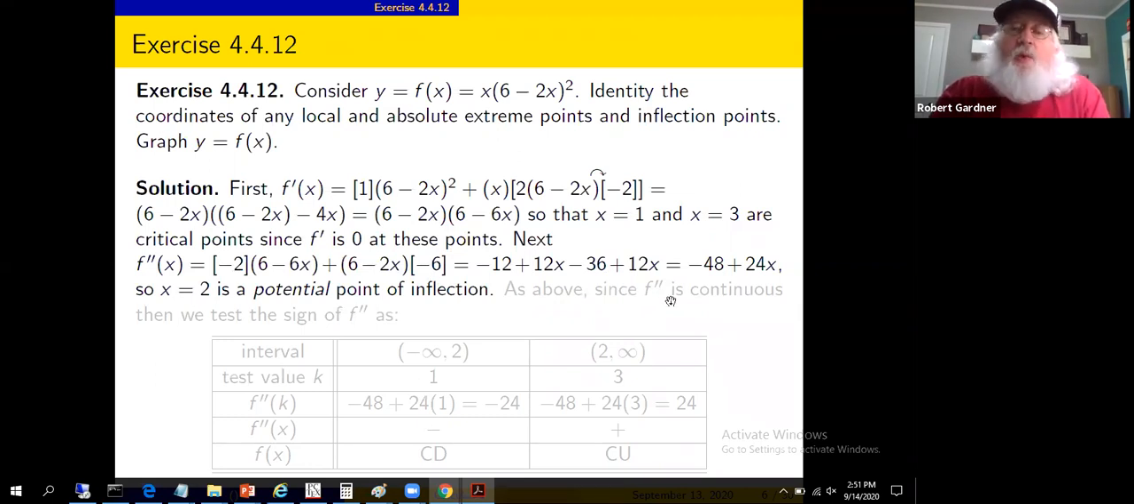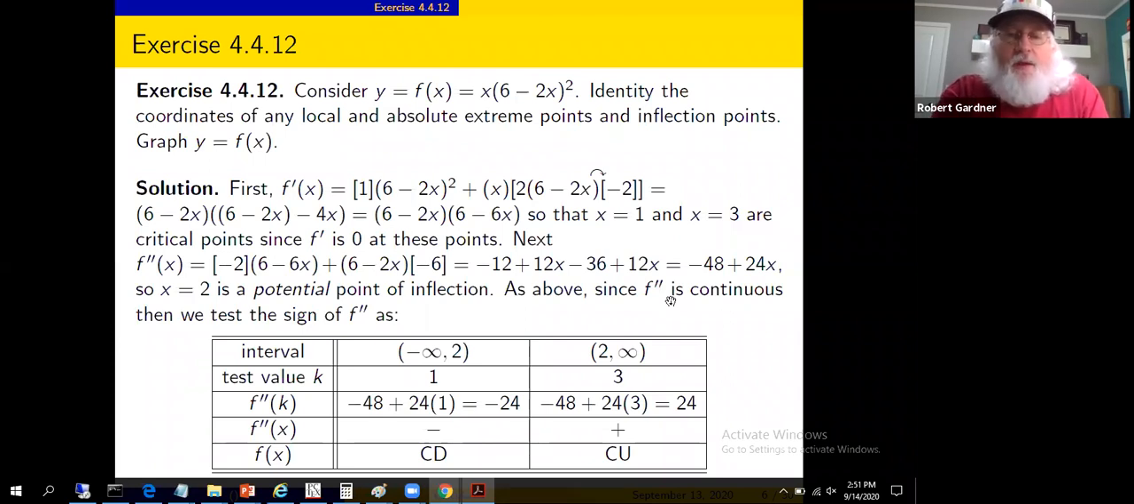Excellent, only have one. We'll make a table by taking the domain of the function, which is all real numbers, the whole real line, and remove x equals 2. Pop that out, leaves you with these two intervals. Take a test value. Let's use 1 and 3. Hey, those were the critical points. And substitute into the second derivative. We're testing the sign of the second derivative. Negative 48 plus 24 times 1 apparently leaves us with negative 24. And negative 48 plus 24 times 3 apparently leaves us with positive 24. That symmetry, I bet you, is not a coincidence.